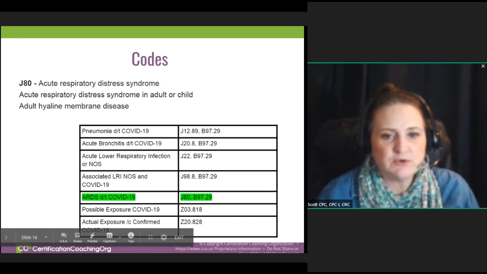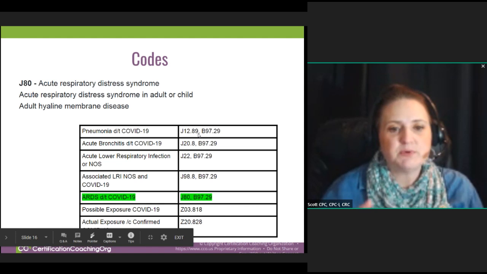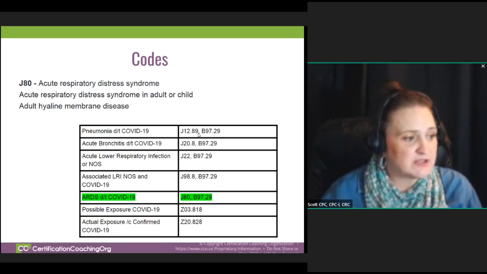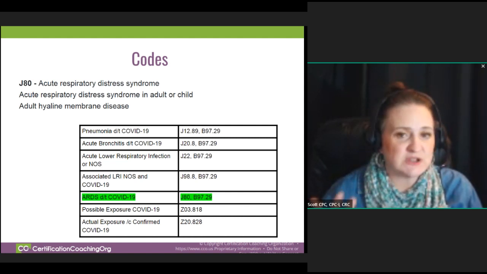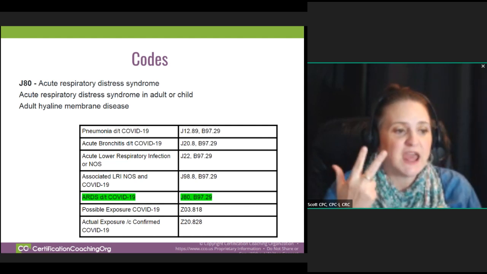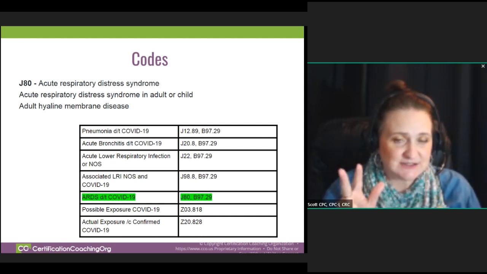And so the pneumonia code, J12.89. Can a person have pneumonia? Ultimately, if we break down Whitney's question, it is: can a person have pneumonia, sepsis, and respiratory failure altogether? And the answer is yes.